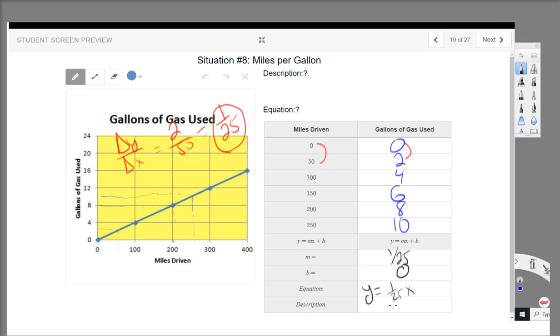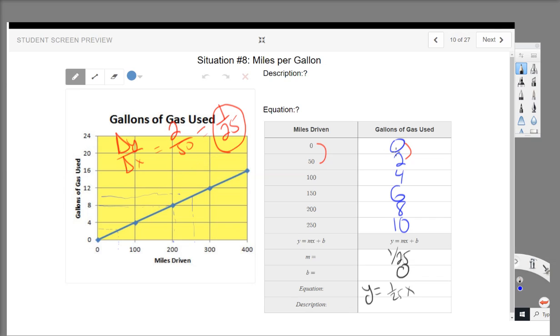No, we don't write 0. You're not 15 plus 0 years old. Nice to meet you. We never say that. All right, so for the description, you could just say, I use up 1 gallon for every 25 miles driven.